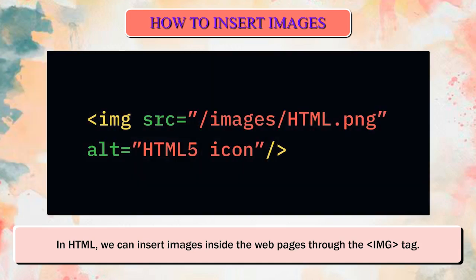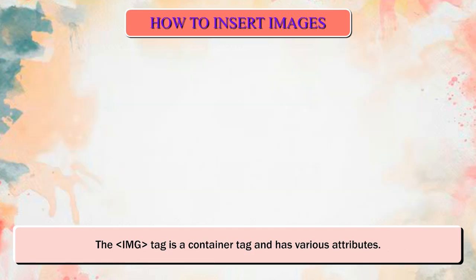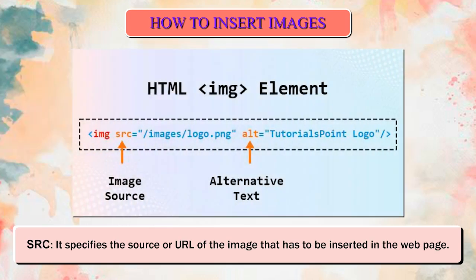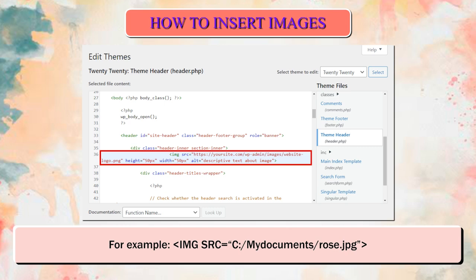In HTML, we can insert images inside the web pages through the img tag. The img tag is a container tag and has various attributes. These attributes are as follows. src, it specifies the source or URL of the image that has to be inserted in the web page. For example, img src is equal to see my documents rows.jpg.